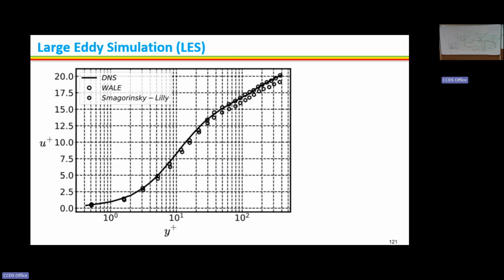So what we observe is that the Smagorinsky-Lilly model with the use of the Van Driest damping function gives a deviation from the DNS data, right? While the wall model ideally gives identical information on the velocity distribution compared to the DNS data. So this model is relatively more accurate compared to the Smagorinsky-Lilly model with the Van Driest damping function.